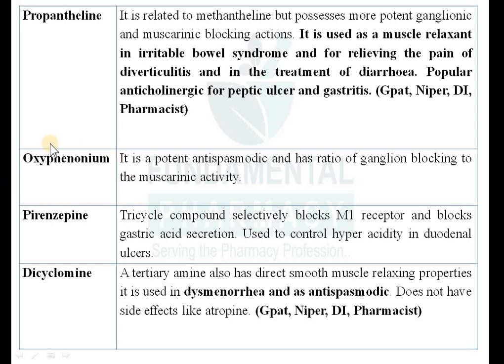But it is mostly antispasmodic. Oxyphenonium. Then pirenzepine. It is a tricyclic compound, a selective muscarinic blocker. It is also used to prevent the secretion of gastric acid in the stomach, so it is useful in the treatment of peptic ulcer. It is used to control hyperacidity and duodenal ulcer. Pirenzepine and propantheline are mostly used as anti-secretory agents in gastric and duodenal ulcers.